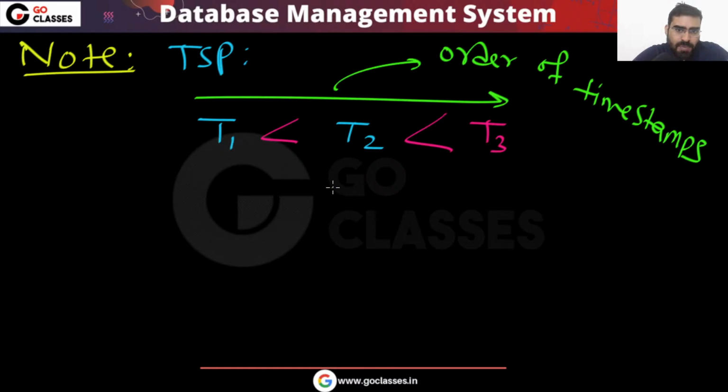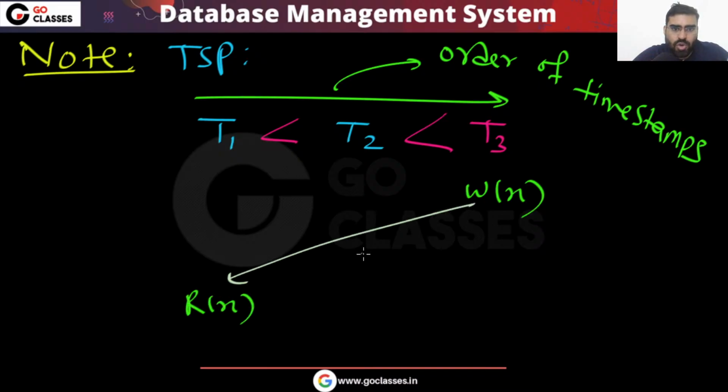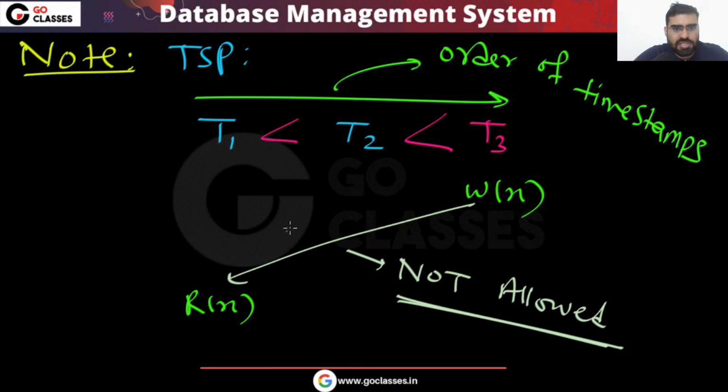Like this is not fine. For example, this is writing item X and after some point of time, this is reading item X. So this is not fine. This is not allowed, because this is a conflict pair.